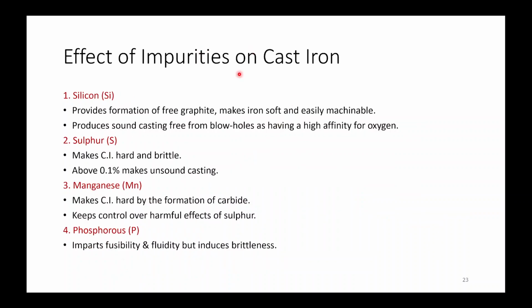Now, the effect of impurities on cast iron. Cast iron might have a higher amount of silicon, which provides formation of free graphite, making the iron soft and easily machinable. It also produces sound castings free from blowholes, as it has a high affinity for oxygen, so it will trap oxygen along with it, making silicon dioxide.